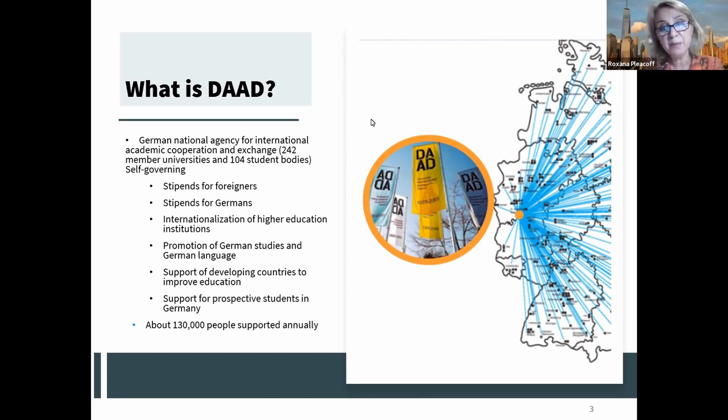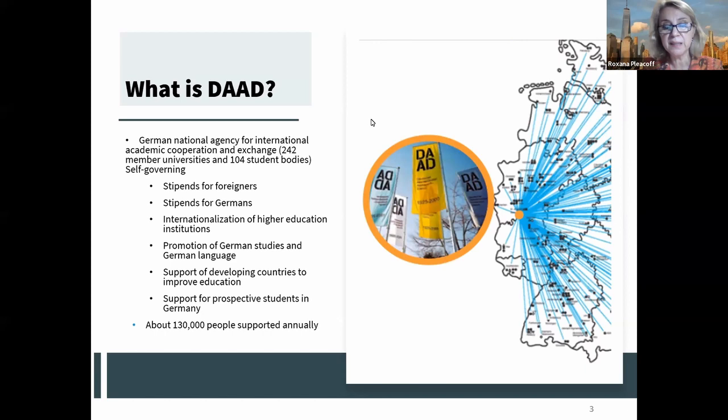And at the same time, it is also a soft diplomacy effort designed to allow students from around the world to experience Germany in a positive way, and upon returning home, to share their positive experiences with their communities at home. So as you can see on the right, on this partial map, DAAD is present around the world.